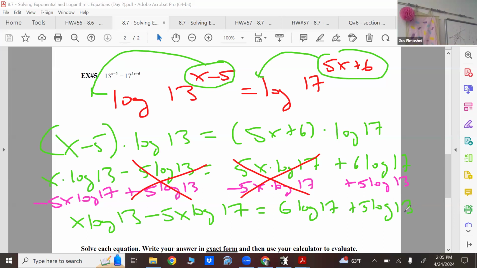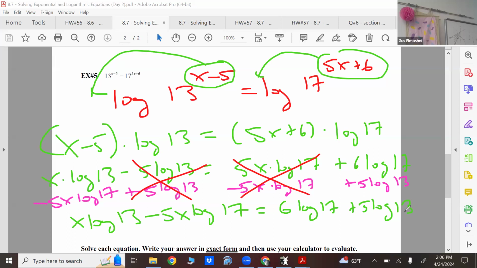All right, so I deliberately log both sides. By doing that, I'm able to use a log property, which is a power property, by moving the exponents to the front. We know this property from last week. Then here, instead of getting a decimal, you could just type log 13 in the calculator, get a decimal and distribute it. But because the question asked for exact form, I decided to distribute log 13 as is. So x log 13 minus 5 log 13, 5x log 17, 6 log 17.